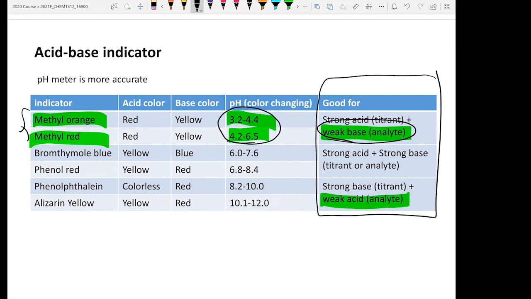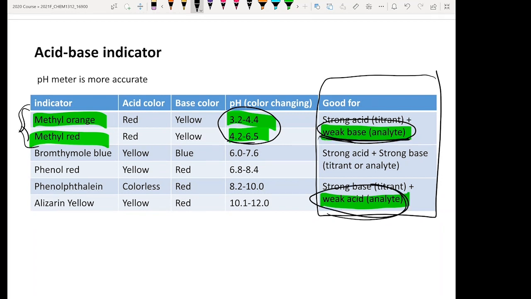If you have a weak base as your analyte, when you reach equivalence point, you know all the weak base will be converted to its conjugate acid, right? So you have a weak acid solution at the equivalence point. Therefore, the pH is going to be lower than 7. These 2 are the chemicals that are going to change color at that specific range.